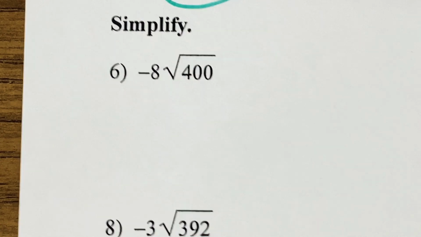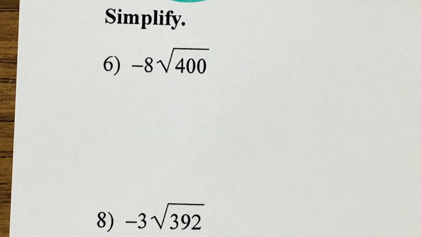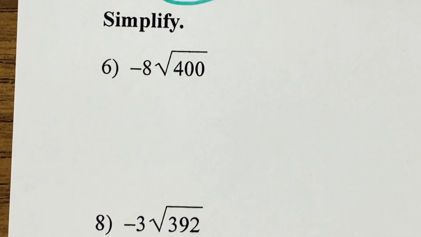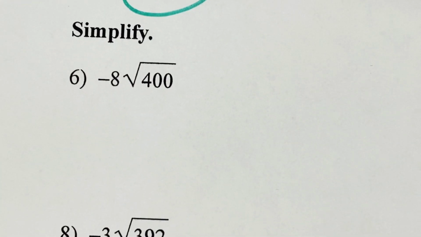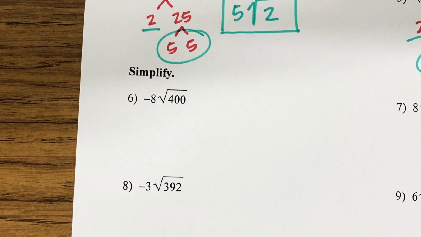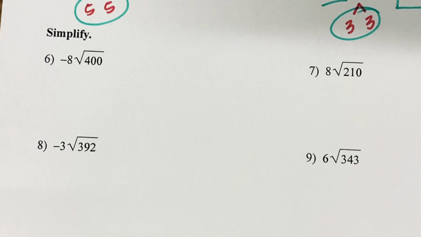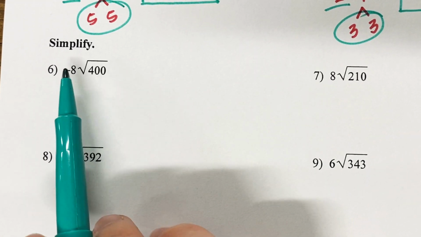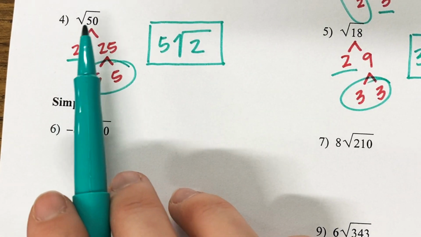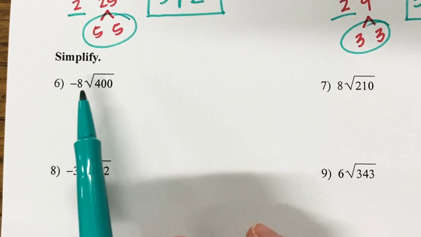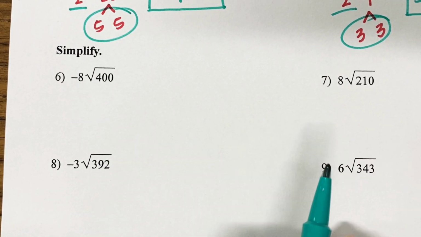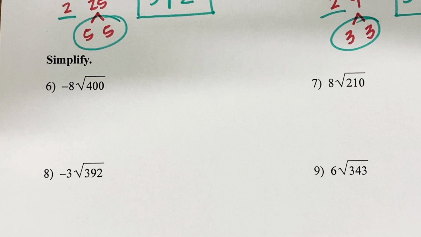Okay, 6 through 11. These guys are a little bit different. And I definitely don't want you looking at 10 or 11 yet. Let's just look at 6 through 9. On your paper, we see that there are actually numbers in front of our radical. We didn't have that before. But that's okay. We are going to ignore them for the first little minute.